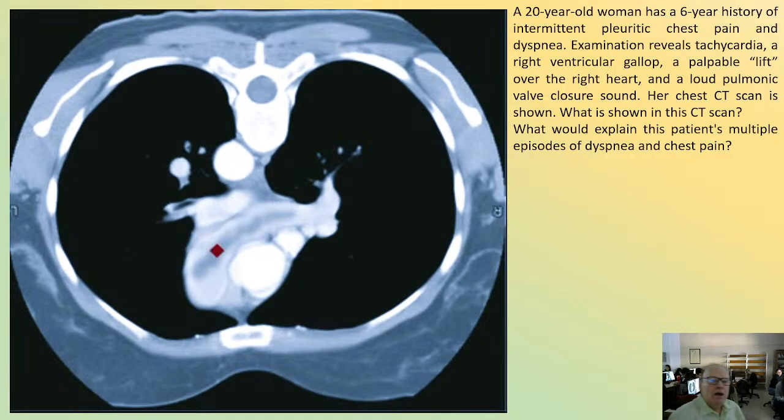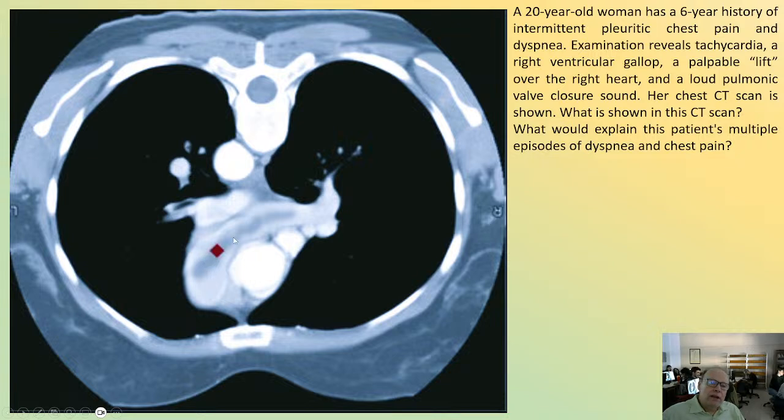That's probably it. Now, let's have a look here at this chest CT scan. What can this be within this vessel here? It is a very big vessel. Let's look at the patient's history. So we have a 20-year-old woman with a 6-year history of intermittent pleuritic chest pain. She's a very young woman, and dyspnea. Examination reveals tachycardia, a right ventricular gallop, and her chest is like this.